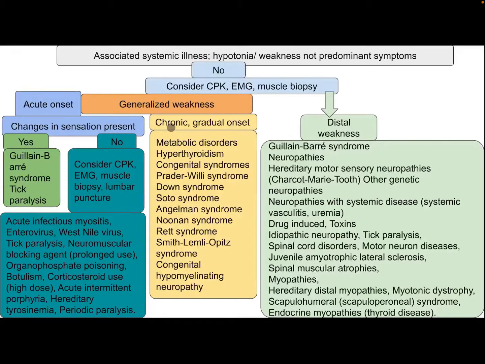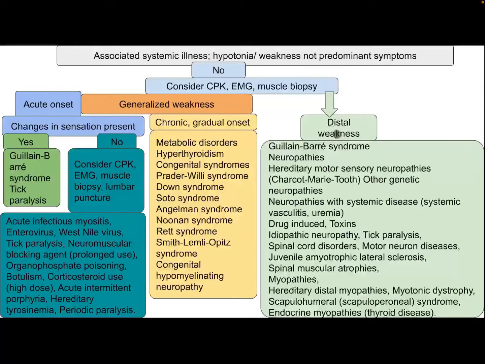If it is chronic, with gradual onset, the differential diagnosis includes metabolic disorder, hyperthyroidism, congenital syndromes like Prader-Willi syndrome, Down syndrome, Sotos, Angelman, Noonan, Rett, Smith-Lemli-Opitz, or congenital hypomyelinating neuropathy.